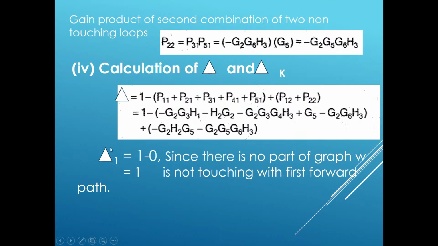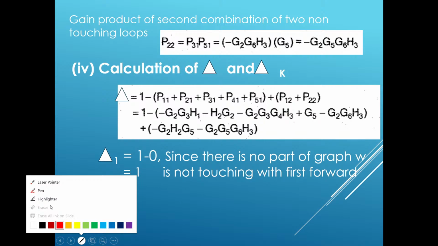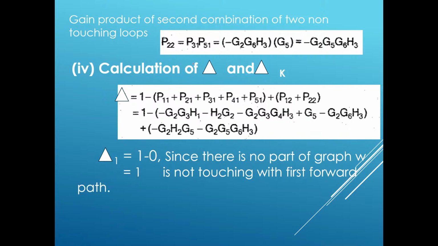So next is to calculate the delta and delta k. What is delta? Delta is equal to 1 minus the sum of the individual loop gains. How many in total? 5 loops were there. Then just add the sum of the pairs, the combinations of non-touching loops. There were two pairs of non-touching loop combinations. So you just add them, and you will get this.